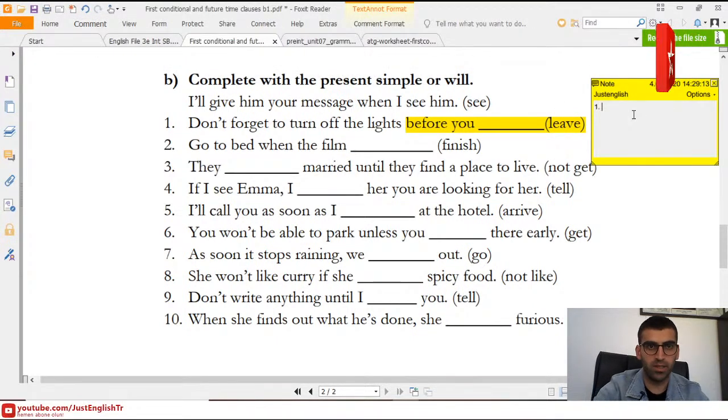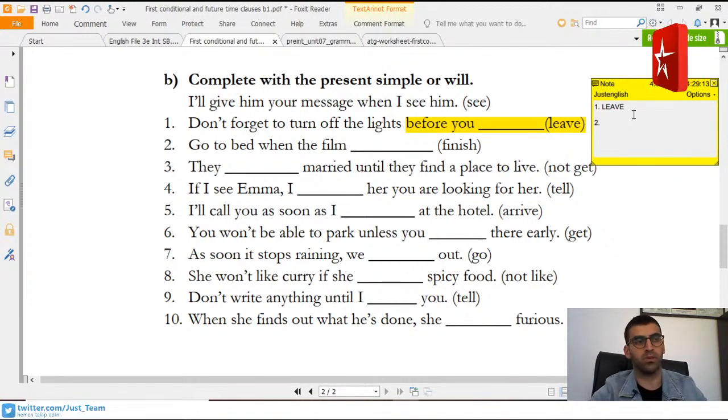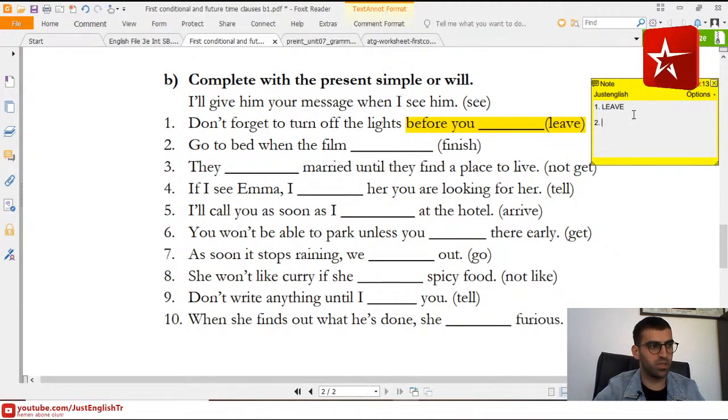So the number 1 is leave. Leave is the correct answer for number 1. Number 2. Let's continue with number 2.